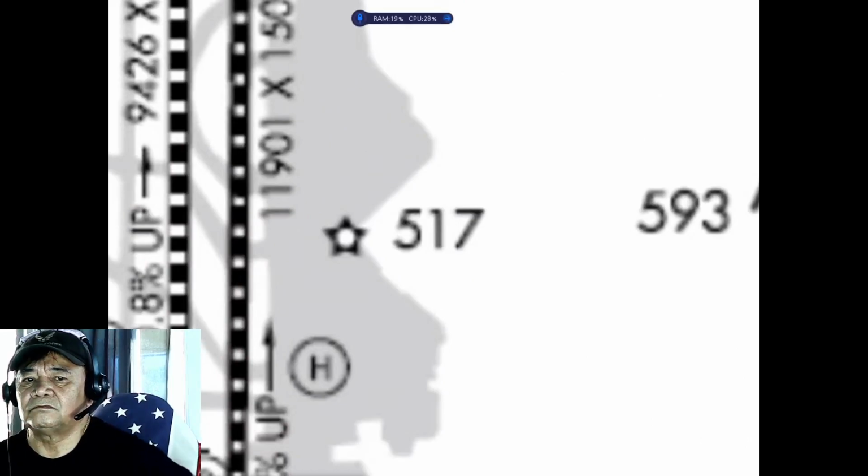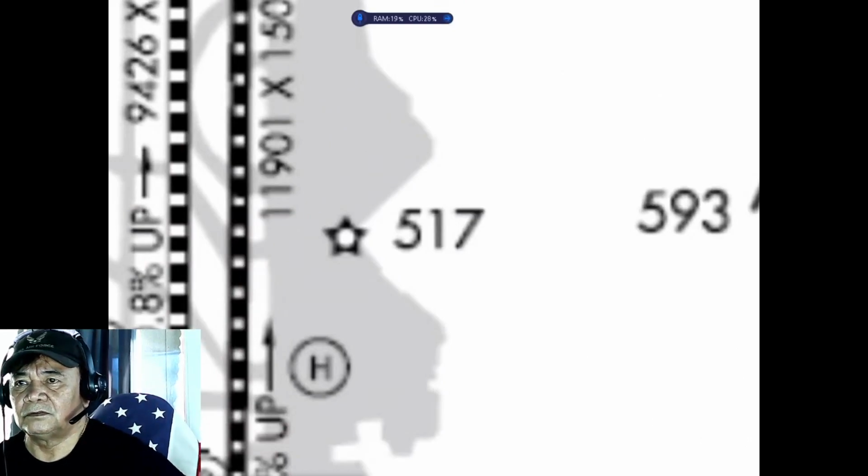The approach plate also lists information about the tower itself. Note the larger star, which indicates the approximate location of a control tower on the airfield. The number below TWR indicates its height in feet. So for example, the tower in Seattle has an approximate height of 517 feet.